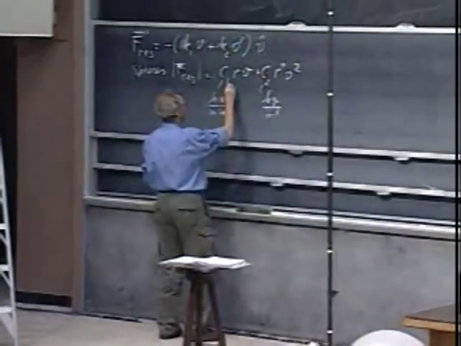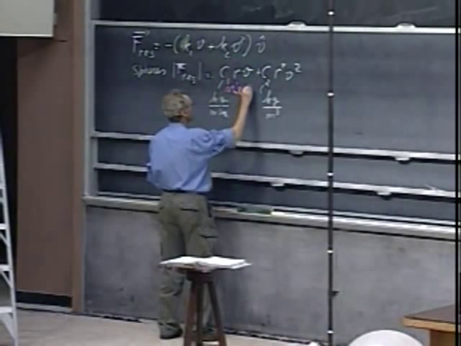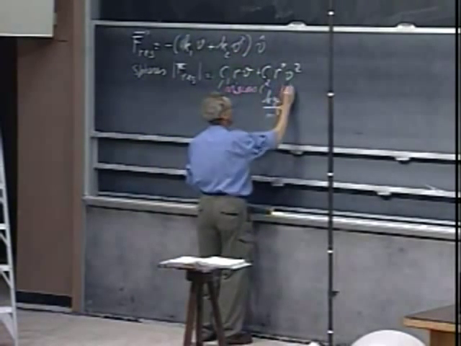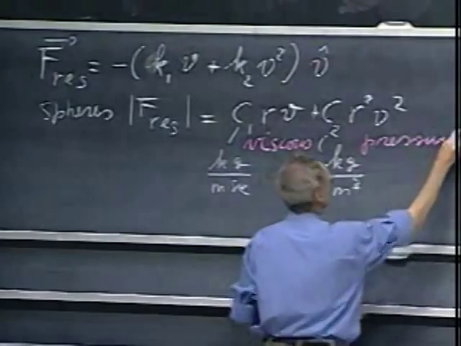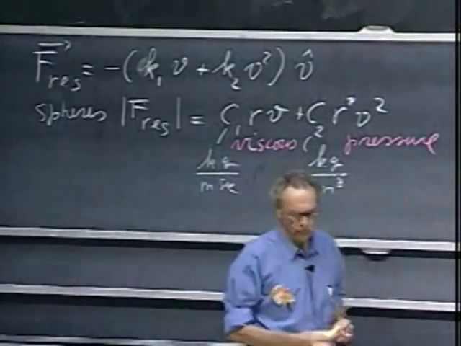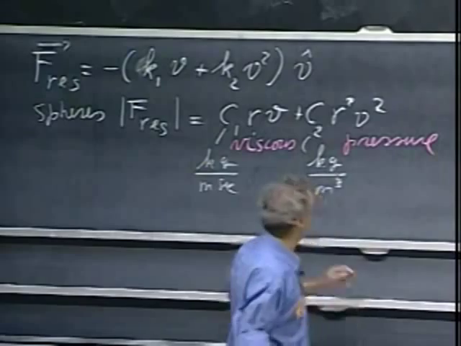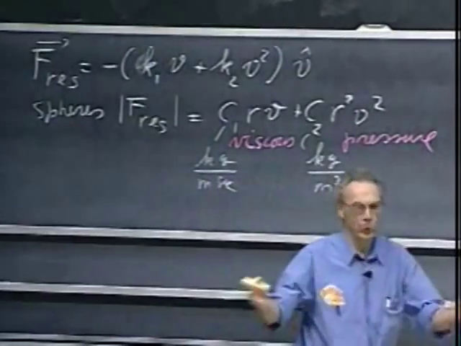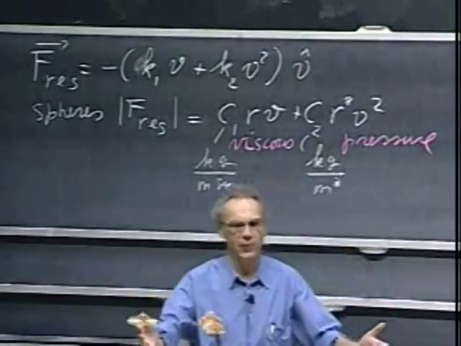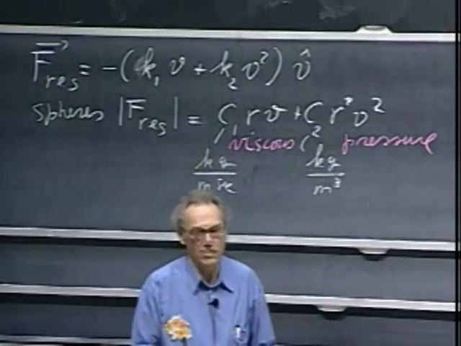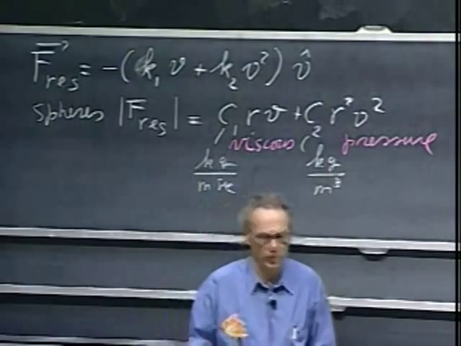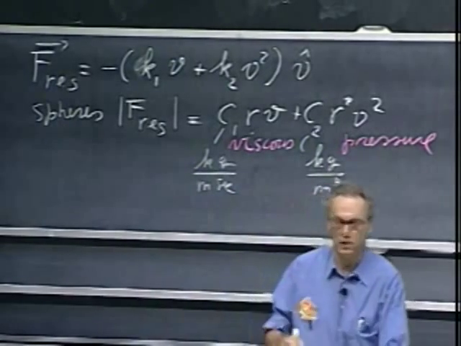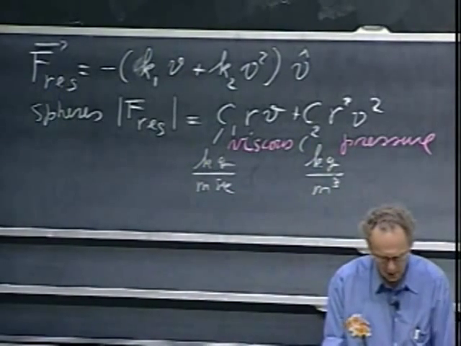So this we call the viscous term, and this we call the pressure term. The C1 is a strong function of temperature. We all know that if you take tar and you heat it, the viscosity goes down. It is way more sticky when it is cold. C2 is not very dependent on the temperature.